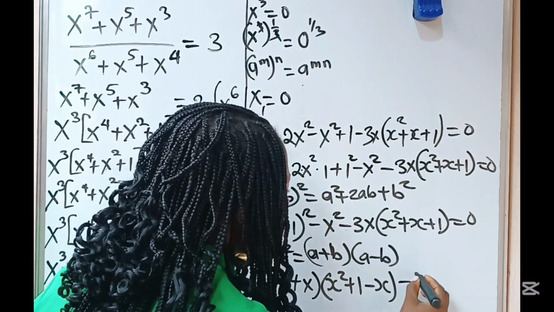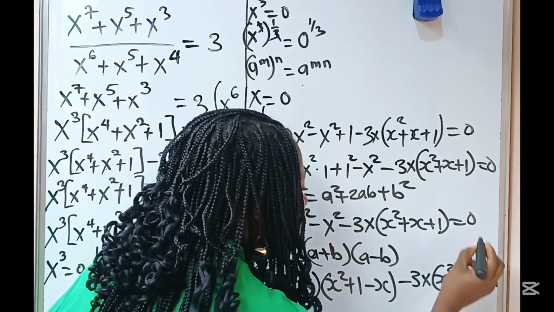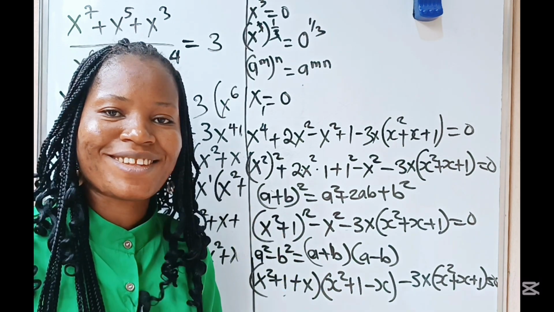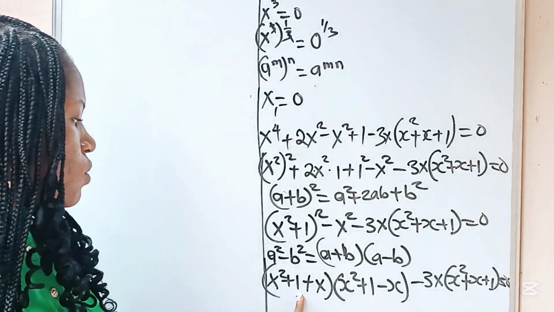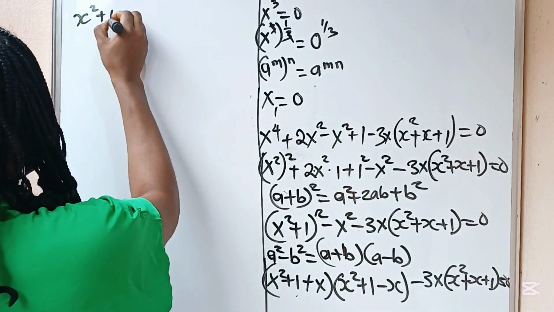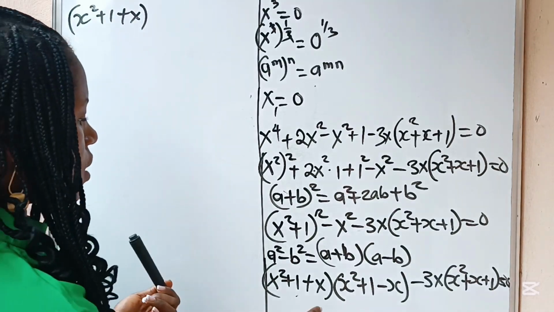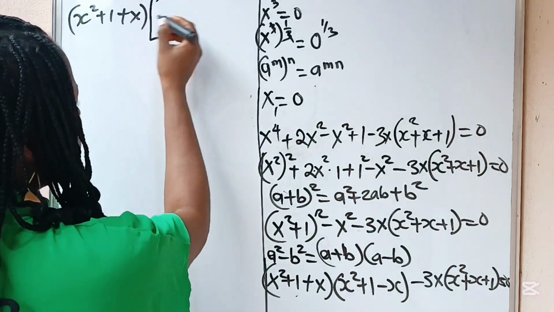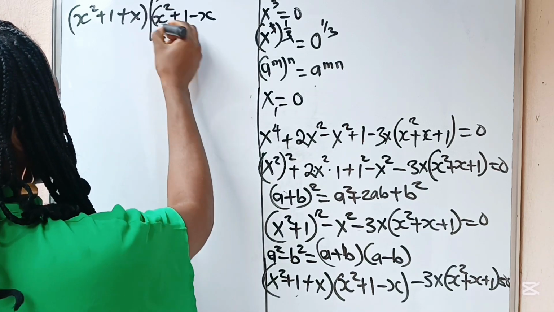Then we continue with minus 3x bracket x squared plus x plus 1 is equal to 0. Please stay with me, we are actually getting to the end of this video. These two are the same, right? So we can factorize this out. If we bring out x squared plus 1 plus x, then when the whole of this is divided by it, this will remain. So we have x squared plus 1 minus x will remain here.